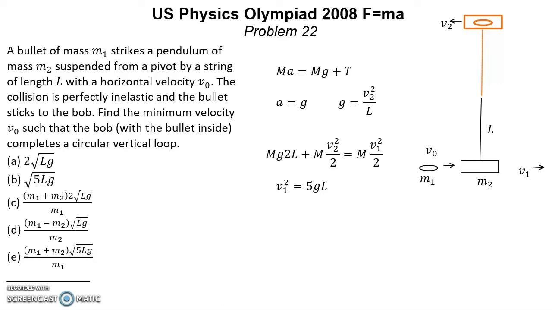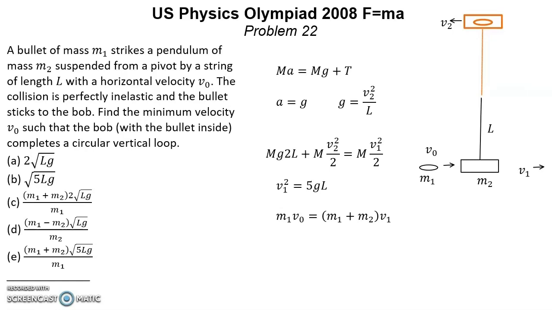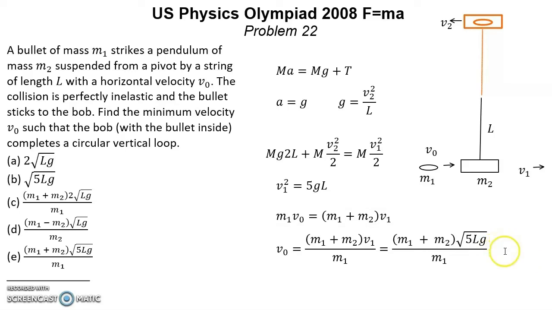And the last step is to find the initial velocity V0, because here we have an absolutely inelastic collision. We have momentum conservation here, and we can write this equation. This is the equation for momentum conservation. And from here, using this expression for V1, we can find finally that V0 must be equal to this expression. So this is the correct answer. V0 equals M1 plus M2 multiplied by the root of 5LG and everything divided by M1, which is E. Correct answer.